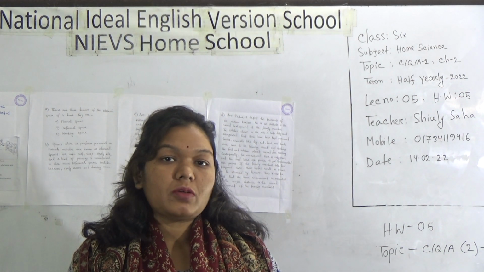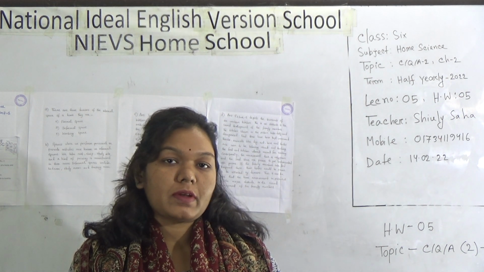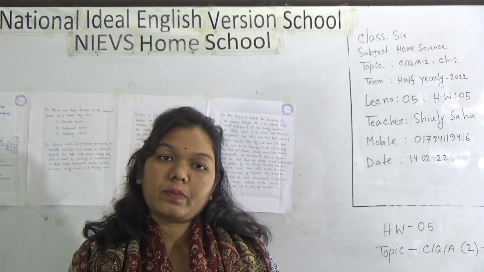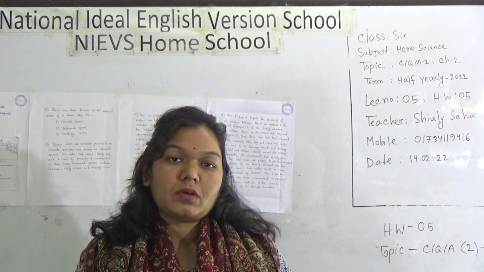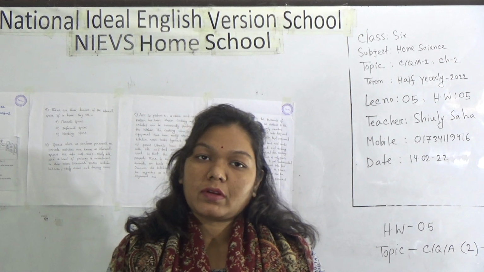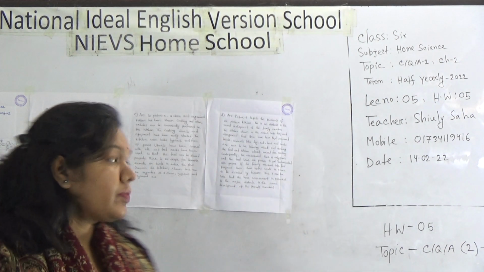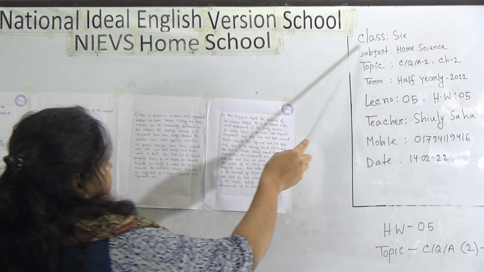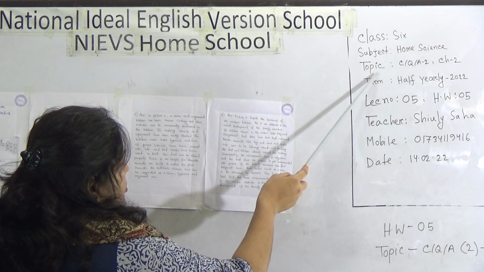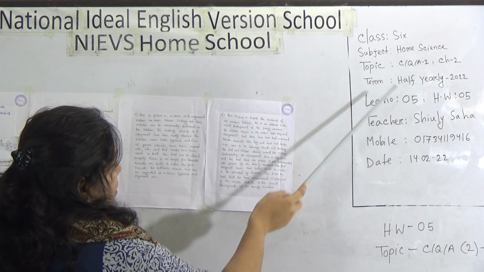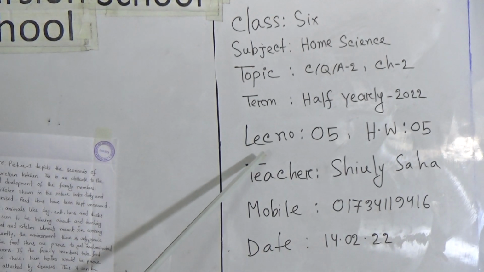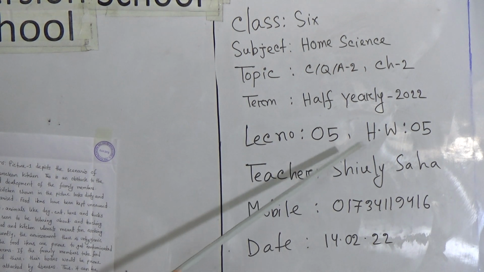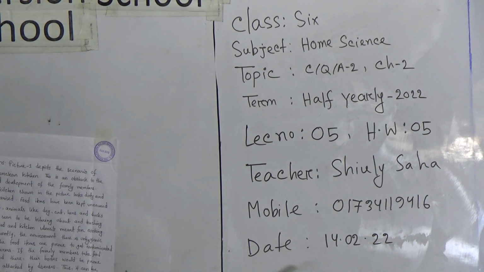Dear student, today I am going to take your home science class for the student of class 6. Today's topic is creative question 2 from chapter 1. So student, let's get started our class. Class 6, subject home science, topic creative question 2, chapter 1. It is for your half yearly exam, and lecture number 5 and homework number 5. Okay, and today's date.